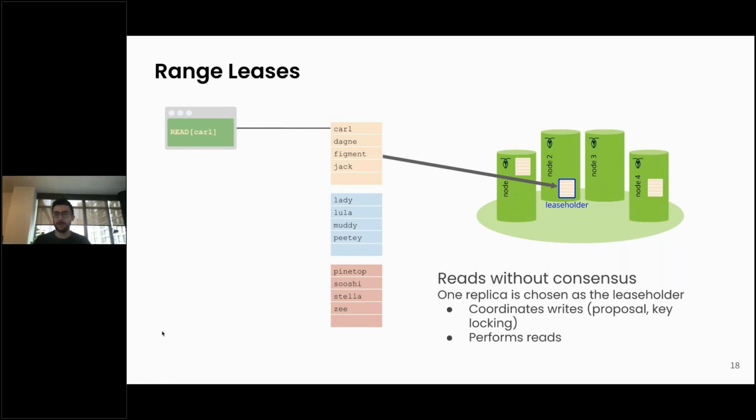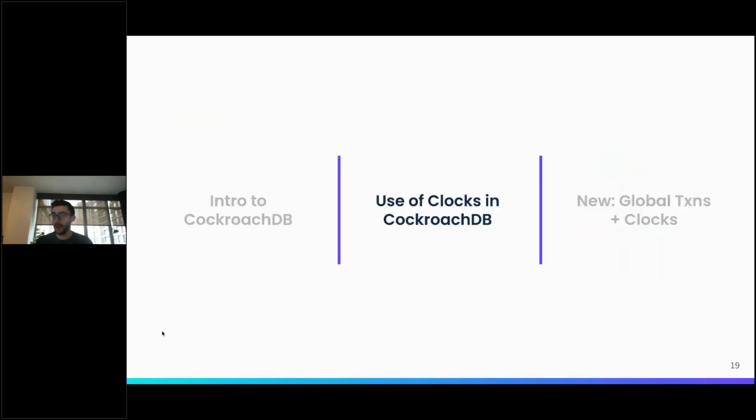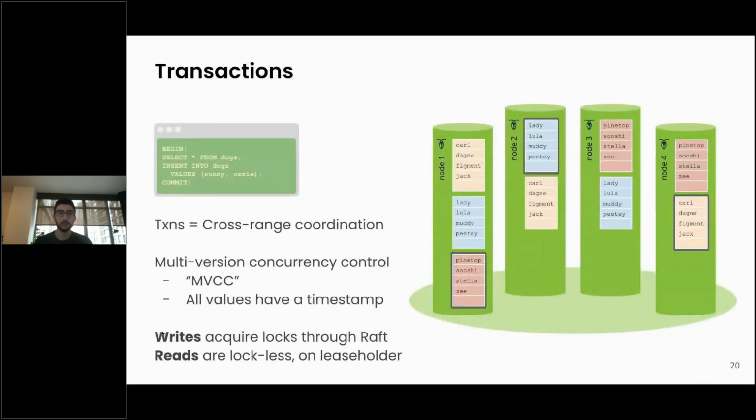Now, the word lease may have tipped some of the audience off here. Now that we're allowing a single node to serve reads without consensus, we're approaching the use of clocks. And so we've gotten to the place where Cockroach uses clocks, not at its replication layer, but at the level above, at its distribution layer and at its transaction layer. It's really CockroachDB's transaction layer that has the most direct dependency on clocks.